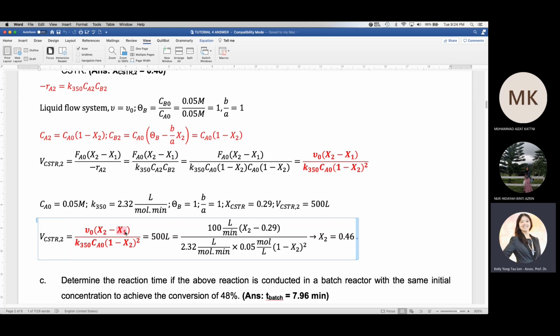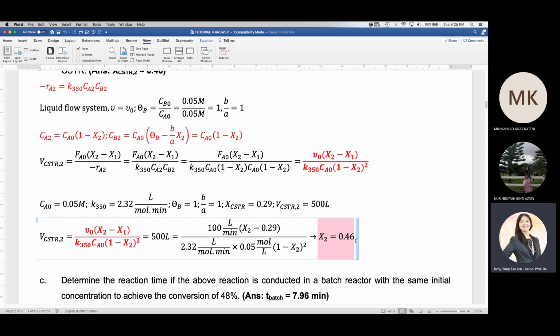X1 is 0.29. The K, previously we have found at 2.32. CA0, 0.05. X2 masih ada sebab kita nak cari. And again, ni pun quadratic equation. Okay, so quadratic ni, kamu kena solve. Bila kamu ada masa, kamu try. Sebab ni bersamaan matematik sikit. Kamu akan mendapat conversion dia at the second reactor 0.46.